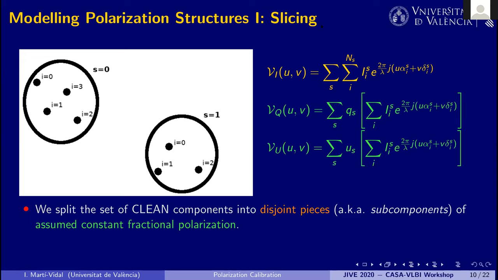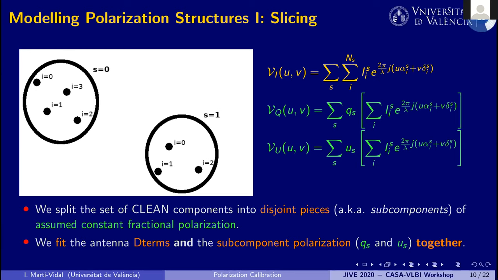So this is what we call the slicing approach. We divide the source in pieces, and then we assume that each piece has a constant fractional polarization across it. That's the LPCal approach. It has some limitations, obviously, especially if you have a very rich polarization brightness distribution that is not exactly proportional to Stokes I within the subcomponent. Then you can't model this using this approach, and that would map into biases in your instrumental polarization. As I just said, the antenna D-terms and the subcomponent polarization are fitted together using this approach.